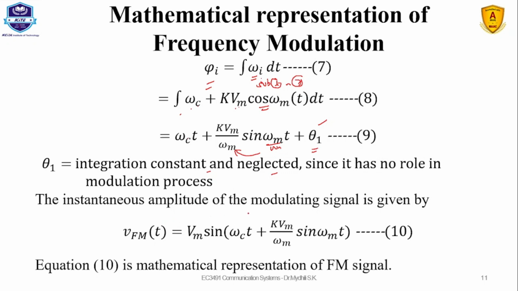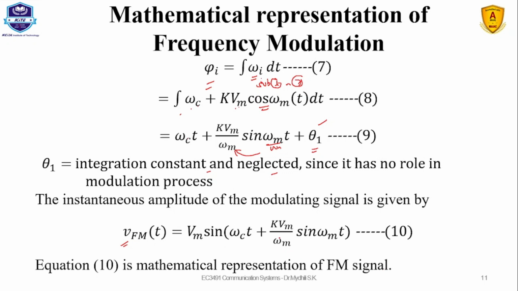Now the instantaneous amplitude of the modulating signal, that is the message signal, Vfm of t, is given with respect to Vm sine of omega Ct plus this term, that is plus k into Vm by omega m into sine omega mt. So this equation 10 is the mathematical representation of the frequency modulated signal.